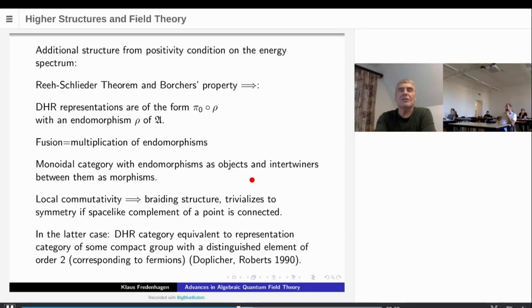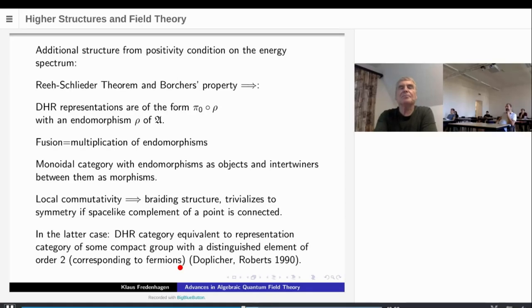And one can then show that this structure depends on the form of the space-like complement of a point. So if the space-like complement of a point is connected, then you even get a representation of the permutation group. So in more than two dimensions, you find a representation of the permutation group. In two dimensions, you would get a representation of the braid group. And then in 1990, Doplicher and Roberts were able to show that this DHR category is equivalent to the representation category of some compact group with a distinguished element of order 2, which corresponds to fermions.